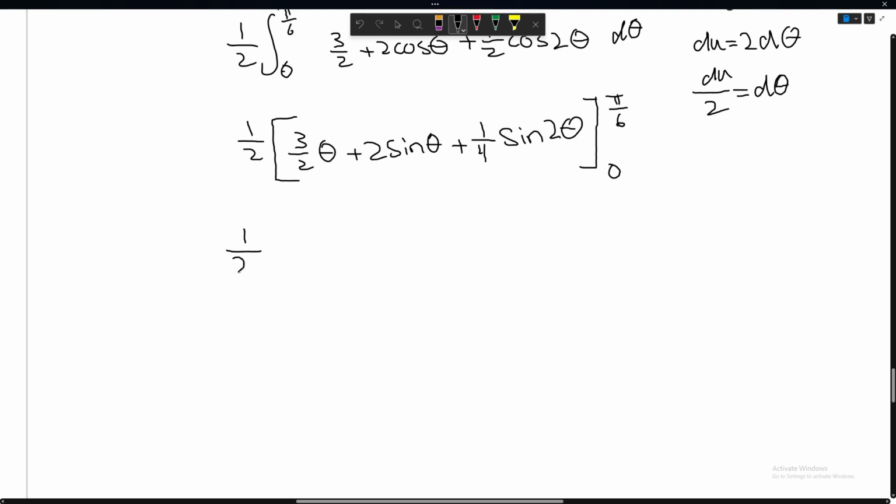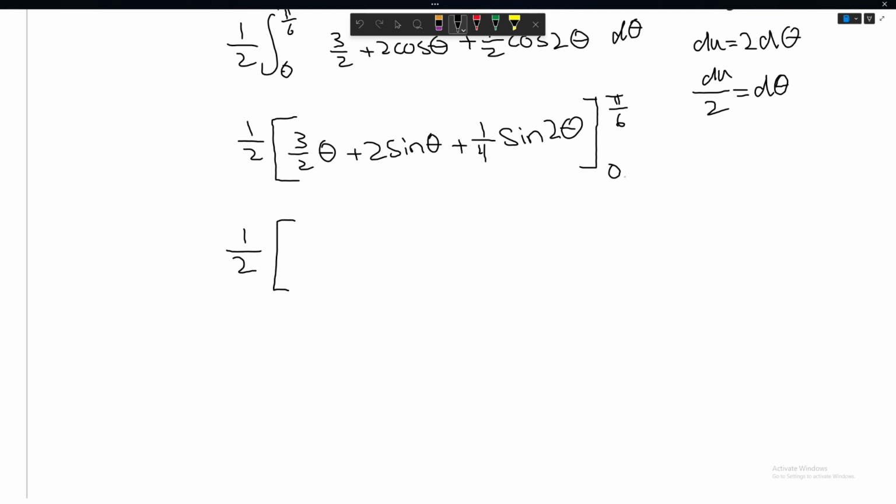Now is the easy part. And so when you sub in 0 here, sine of 0 is 0, sine of 0 is 0, so this goes out, and this goes out. And obviously 1 over 2 goes out. So 0, you don't have to take the bound. But for your pi over 6, you do.